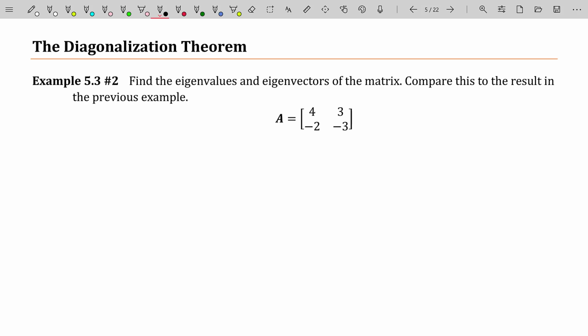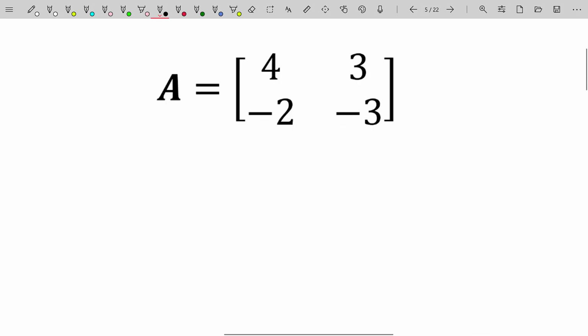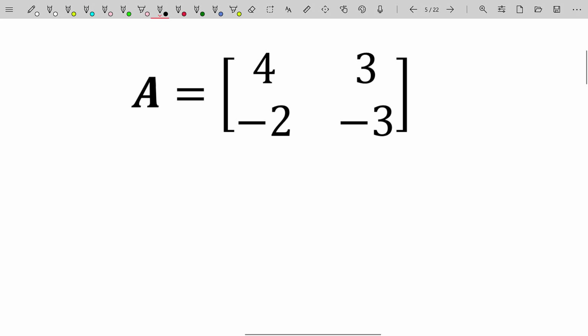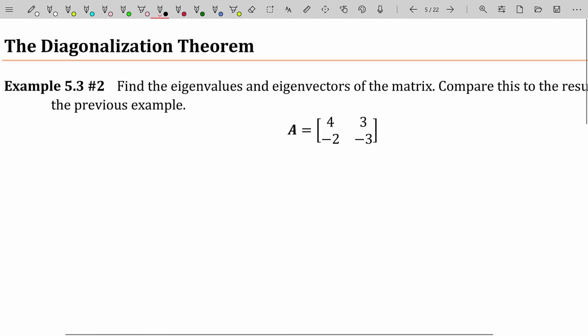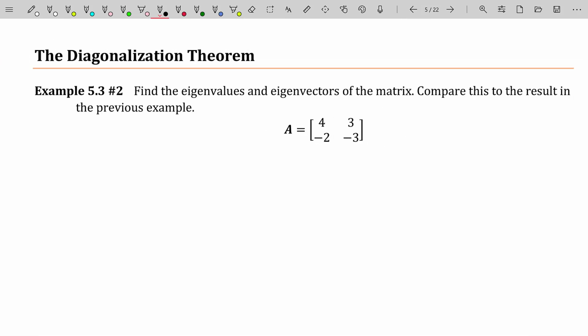Before we get to the actual theorem, I want to motivate parts of the theorem with an example. So let's take a look at this simple little 2x2 matrix and compute the eigenvalues and eigenvectors of that matrix. It's just a good review anyway, so let's go ahead and do that.